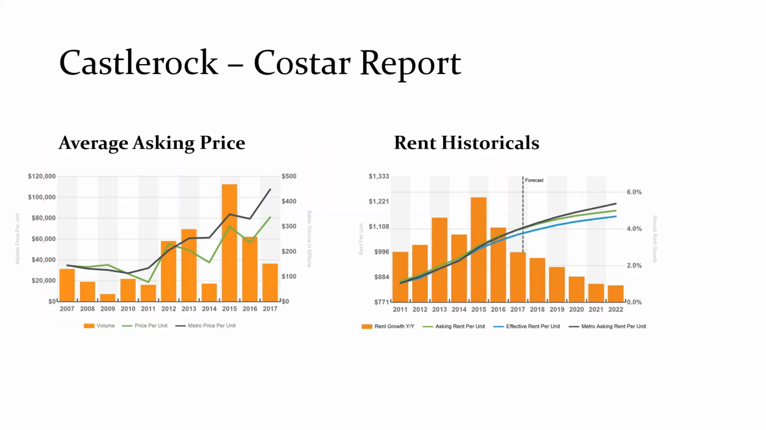Here we can see that the Castle Rock property is below the market in asking price and about in line with market rents. The red flags to me in this case lie within the orange bar charts, where we can see decreasing market activity on the left and stagnant, decreasing rent growth right down to about 1%.